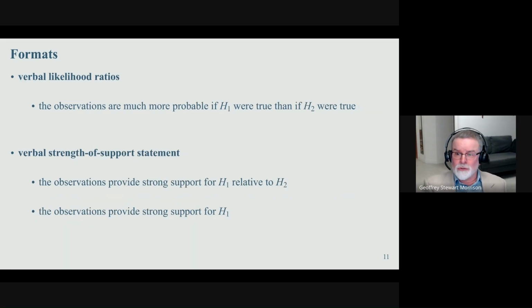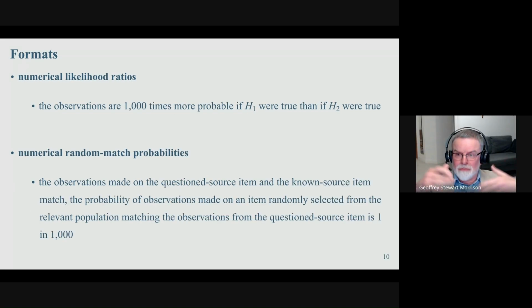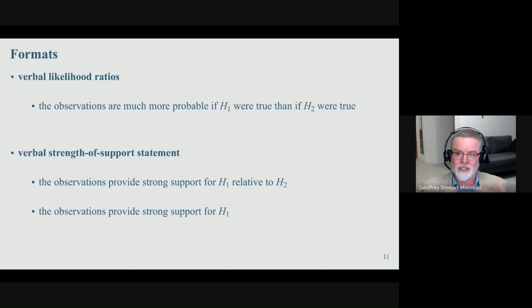So those were both numerical ways of presenting likelihood ratios. There are also verbal ways of presenting likelihood ratios, and the first one is a verbal likelihood ratio. If you look at this one, it says the observations are much more probable if H1 were true than if H2 were true. And if I flip back to the previous slide, you see that that's an exact match, except we've substituted much more probable for 1,000 times more probable. So we've substituted a verbal expression for a numerical value, right? But the format is still the format of a likelihood ratio.